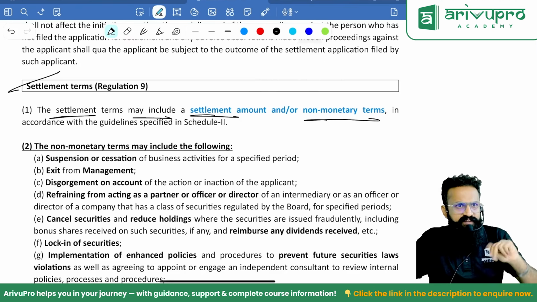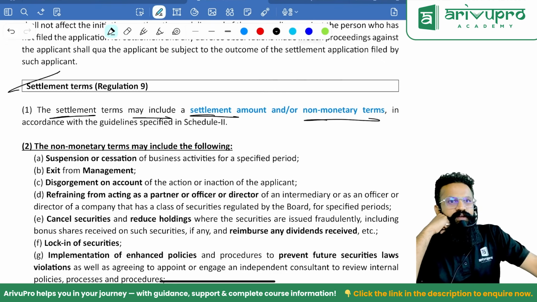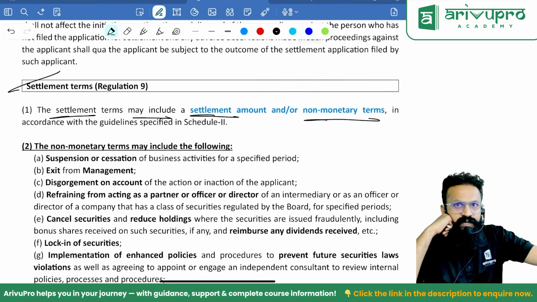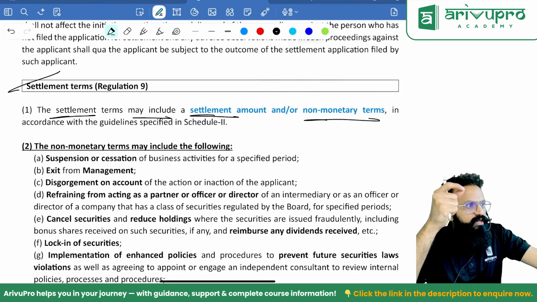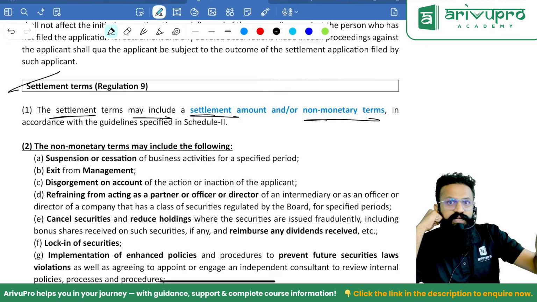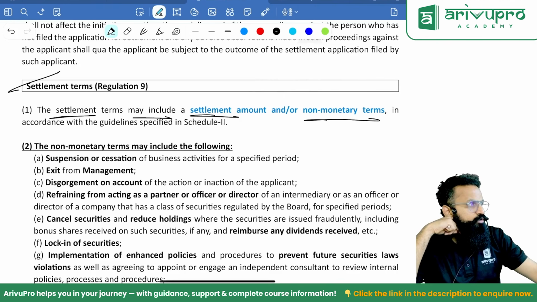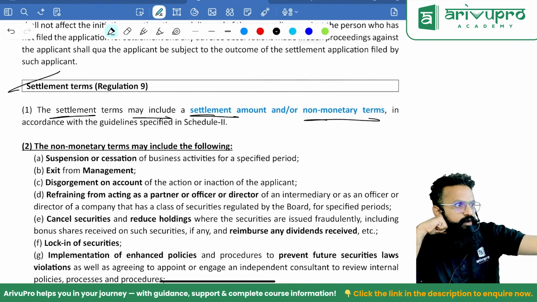People, whatever is a settlement, settlement can happen two ways. One is monetary, one is non-monetary. Monetary means money is involved. Non-monetary means, say for example, you are continuing as an investment banker or investment advisor, but you are not following the terms and conditions of the license given to you. I can take back the license, that will come under non-monetary. I can issue a suspension for 1 year. That has nothing to do with money, that comes under non-monetary.